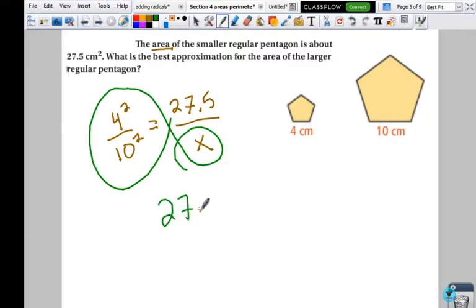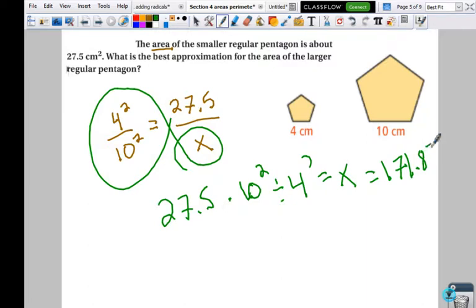So 27.5 times 10 squared divided by 4 squared equals x. Plug it straight into decimals. 27.5 times 10 squared divided by 4 squared, which is 171.875. And centimeters squared because it's an area.